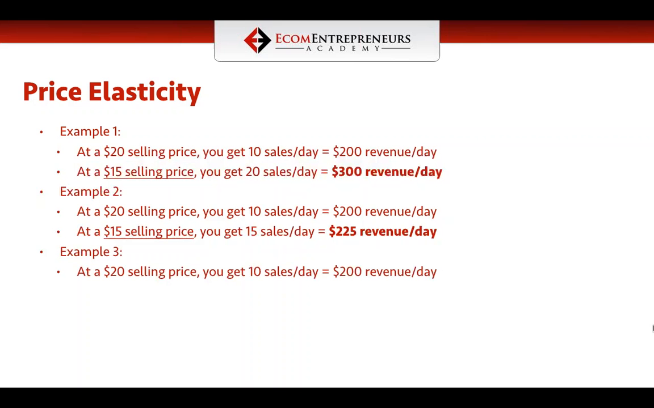Let's move on to example number three. Again, we start at the $20 selling price. We get 10 sales a day, $200 revenue per day. If we decrease our price to $10, we cut it in half and we get 20 sales a day. So before we were getting a $20 selling price, 10 sales a day. Now we're getting a $10 selling price, 20 sales a day. Our revenue at the end of the day is the same, $200 in both cases.